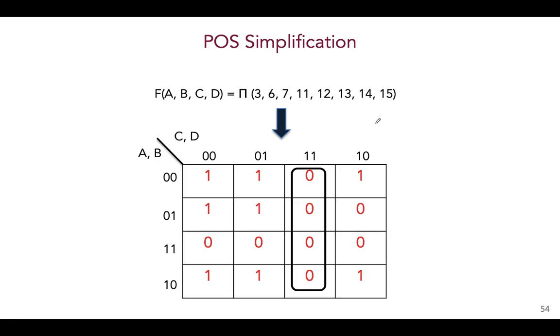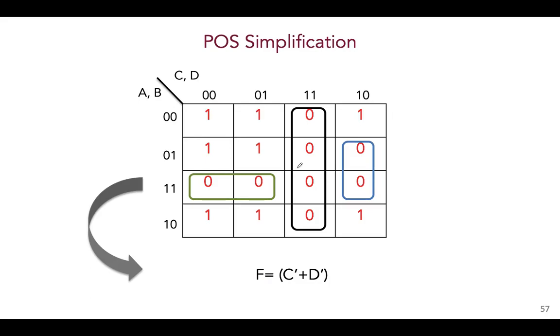Say this is the first group that you form, this is the second group that you form, and this is the third group that you form. So now with these three groups, you have covered all the zeros in this map. Now all that's left to do is represent these three groups in terms of ABCD, right? In terms of these 4 variables. So for the first group, this black one, we can write it as this, right?